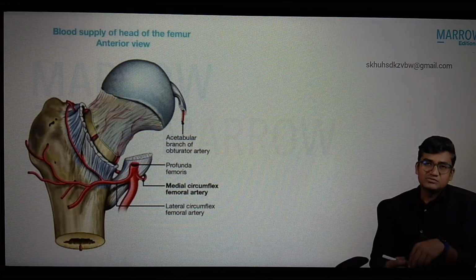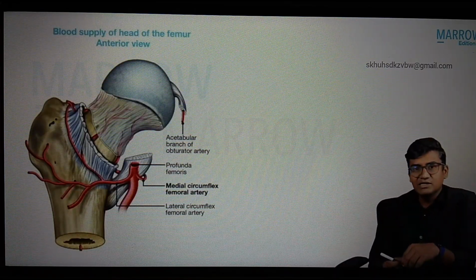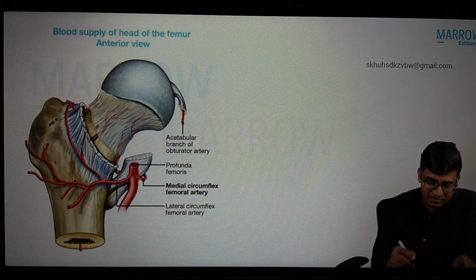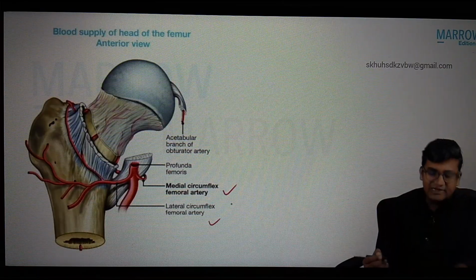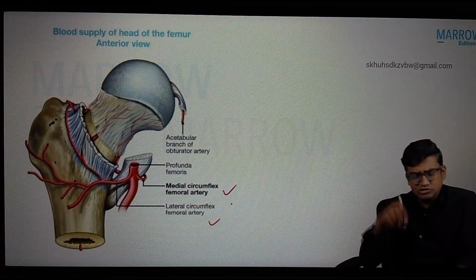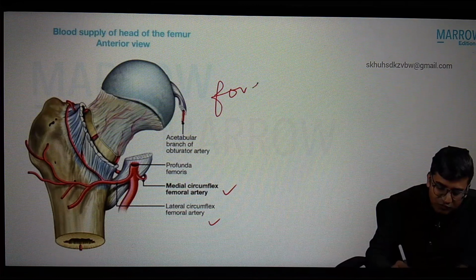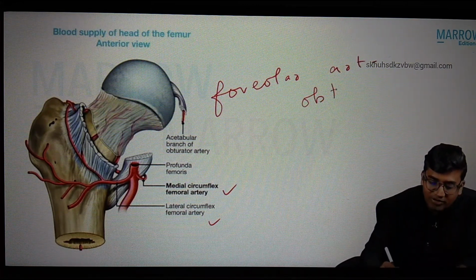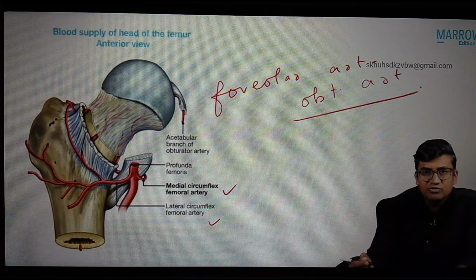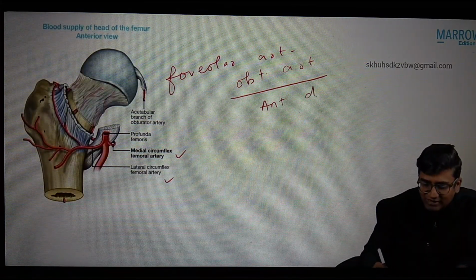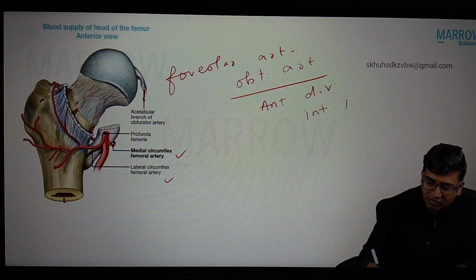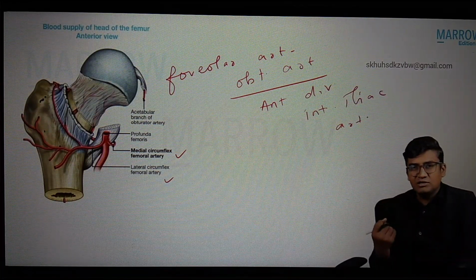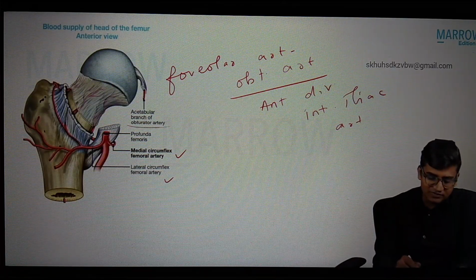Right. Now, next, we're going to see the arteries supplying the femoral head. See, femoral head, it is supplied by medial and lateral circumflex femoral artery. Medial circumflex femoral, lateral circumflex femoral. The femoral head is also supplied by one more artery, that is foveolar artery. See, foveolar artery is a branch of obturator artery. Obturator artery is a branch of, very good, anterior division of internal iliac artery. So, obturator artery gives one small contribution to the head of the femur, that is foveolar artery.